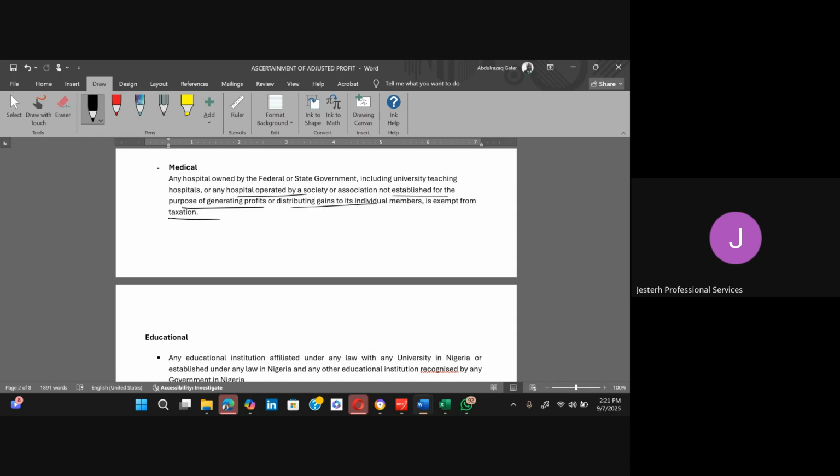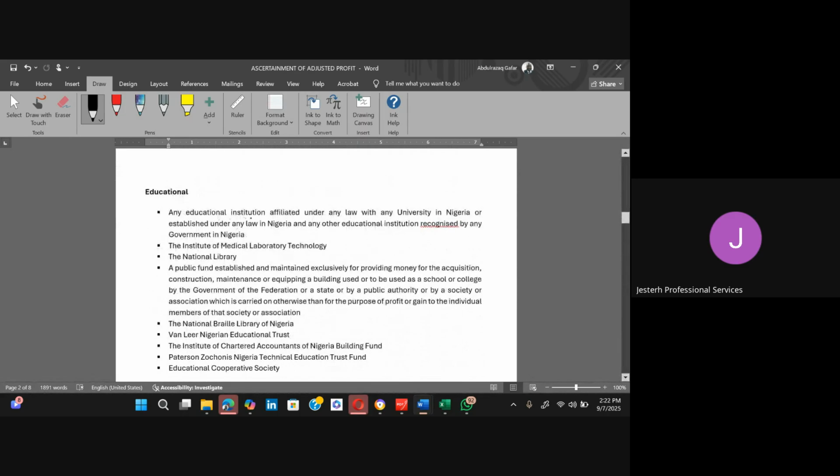It's not that they cannot pay salary, they definitely pay salary, but whatever is left after their operational activities as a profit will be exempted. It will not be taxable. Therefore, any educational institution affiliated under law with a university in Nigeria or established under any law in Nigeria, and any other educational institution recognized by government. For instance, all these professional bodies that we have, their profit are also tax exempt.